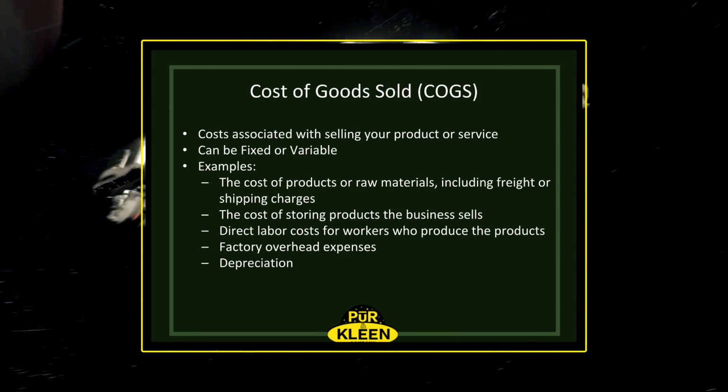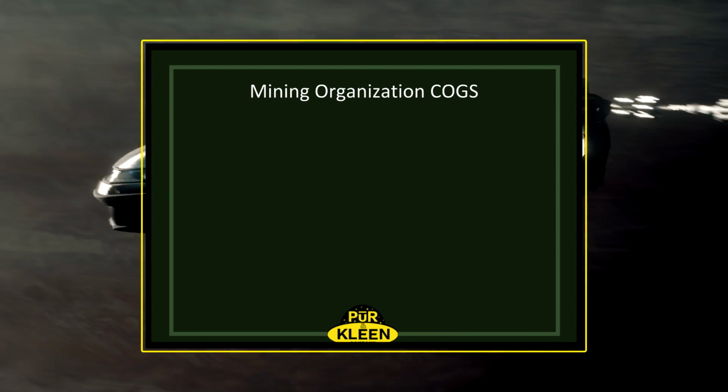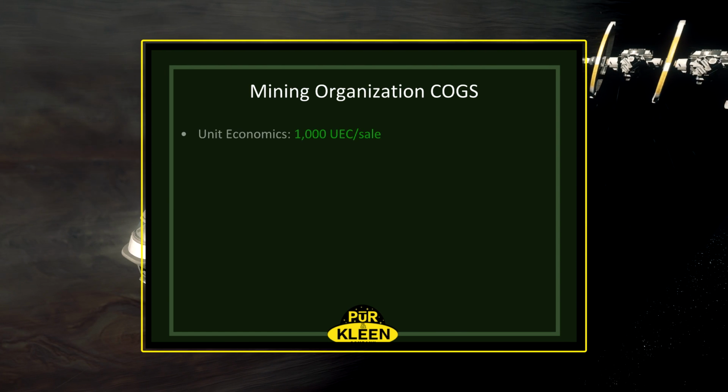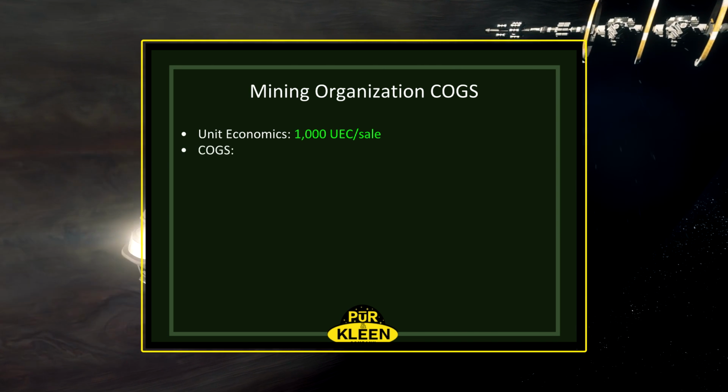So let's talk about our example. In our previous episode, we talked about a mining organization that is selling gold by the ton and is making about 1,000 UEC profit per sale. So now let's take a look at our expenses.